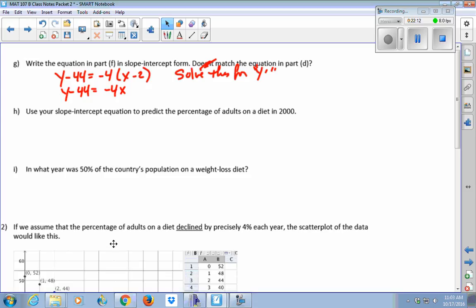-4x plus 8. Okay, and Angela, what would you do next? Okay, and what would you do to do that? Yeah, add 44 to each side. And voila, you get exactly the same thing we got in part E or part D, whatever it was.